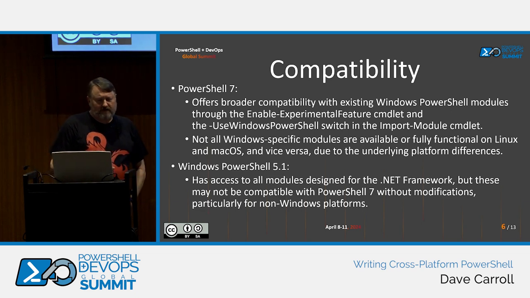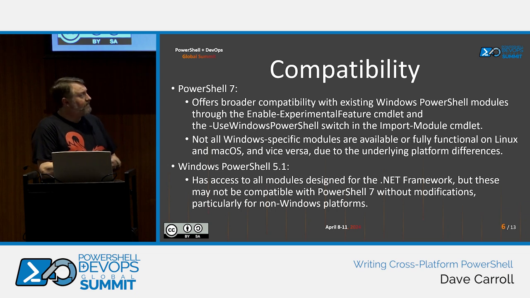And then not all Windows-specific modules are going to be either available or even functional on Linux and macOS, and vice versa, just because of the differences in the platform. So Windows PowerShell 5.1 does have access to, obviously, all of the .NET Framework, and some of those modules could be supported in PowerShell 7, with modifications, maybe without modifications. So yeah, let's go to the next thing.